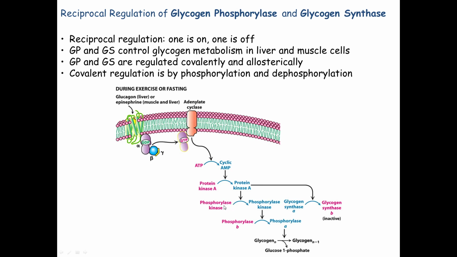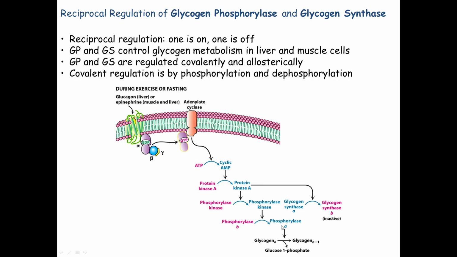Phosphorylating phosphorylase kinase, making it go from the red to the blue here, activates it, turns it on. And of course, it is a kinase, so it does kinase things. It phosphorylates something, and it phosphorylates glycogen phosphorylase, as it says in its name. Phosphorylating glycogen phosphorylase, making it go from the red to blue here, turns it on. And we already talked about what glycogen phosphorylase does. It's that first step in degrading glycogen.